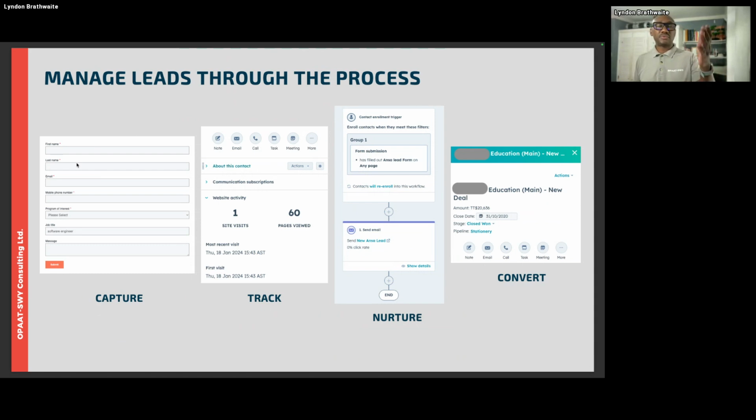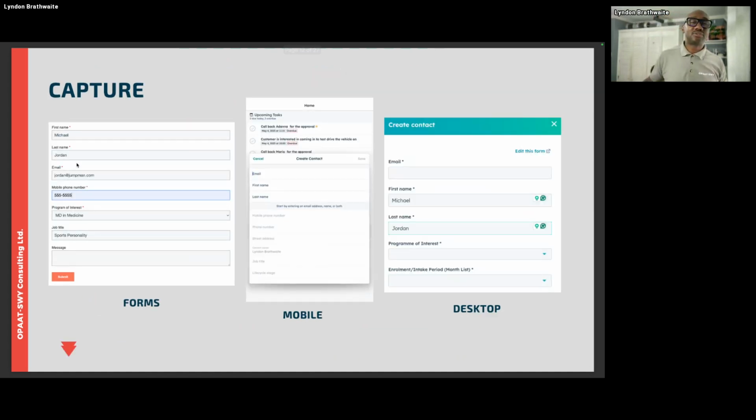So we're looking at forms, we're looking at the contact record, we're looking at how we could use a workflow or a sequence. And then from there, when a deal is actually created, how do we now work towards closing that deal? And then we can even go into the service side, but that's not part of it here. So let's talk a little bit about capture. Inside of HubSpot, you have the ability of using forms. You could also use your phone, and you can use your desktop.